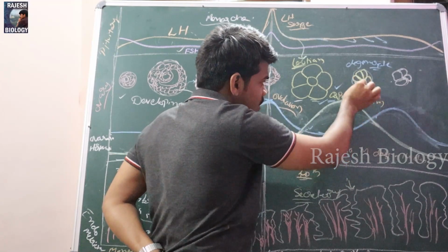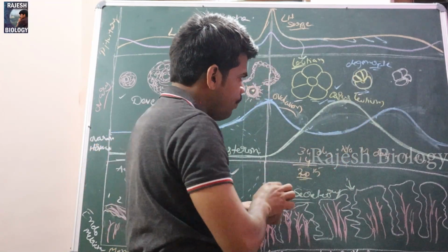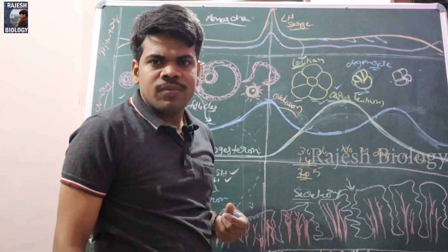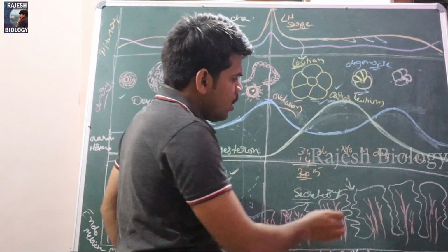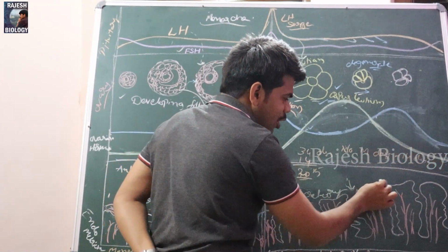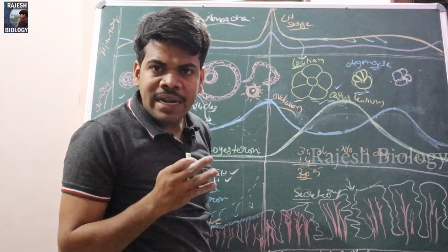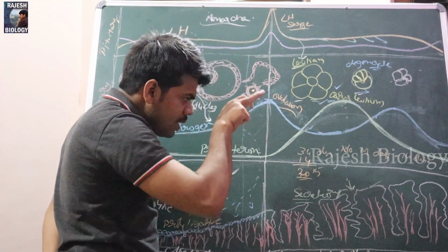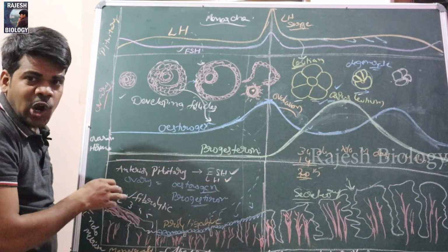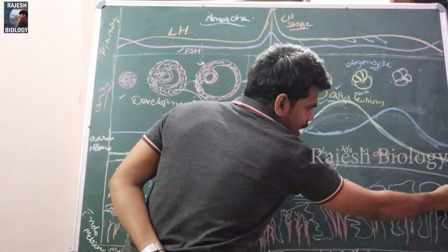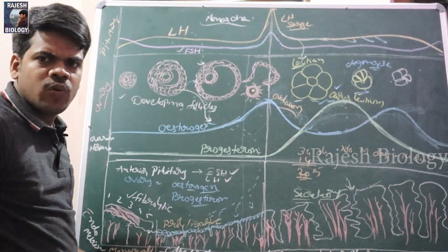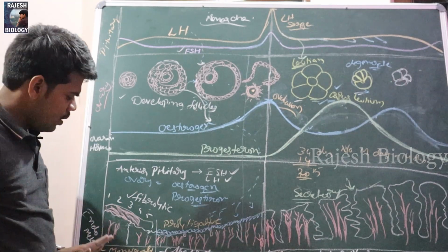Once the degeneration of corpus luteum takes place, what happened? Progesterone levels fall down. If progesterone levels fall down, it cannot maintain the endometrium. So in the absence of progesterone, the endometrium is not maintained, and the next menstrual flow occurs after 28 days. So one by one we will discuss day by day.